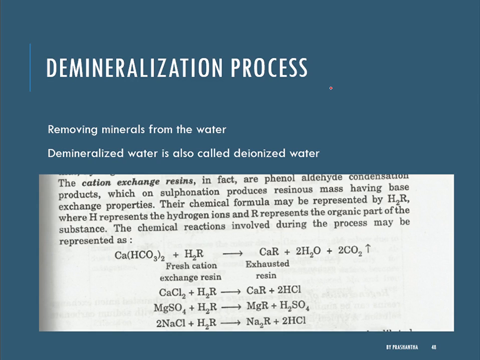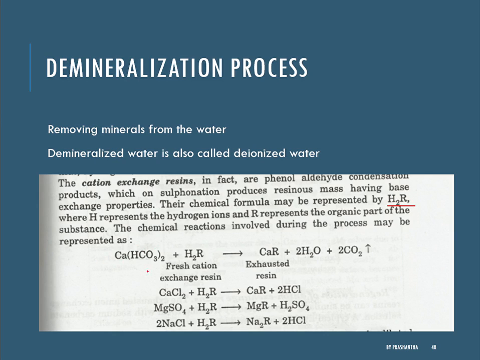There are two types of demineralization. The first one is the process of passing through cation exchange resins. It is similar to the zeolite method, except that H, that means hydrogen, is exchanged. These cation exchangers have phenol aldehyde condensation products on which sulfonation produces resins having exchange properties. Here H2R, that is hydrogen and R, the organic part. So the chemical reaction is as follows.